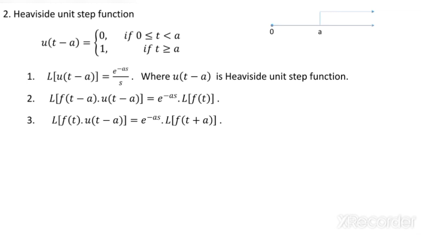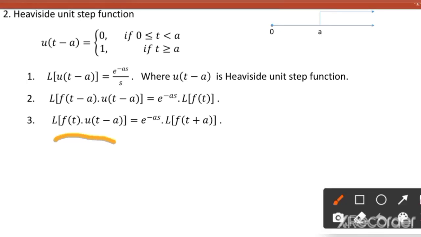Whenever a function is there along with the unit step function, I take it as f of t into unit step function. So e power minus as into the Laplace transform of, as you know, f of t with t replaced by t plus a. That itself I have written here. So the Laplace transform of f of t plus a. I remember this result always. That is, the Laplace transform of f of t into u of t minus a is the Laplace transform of f of t plus a multiplied by e power minus as.